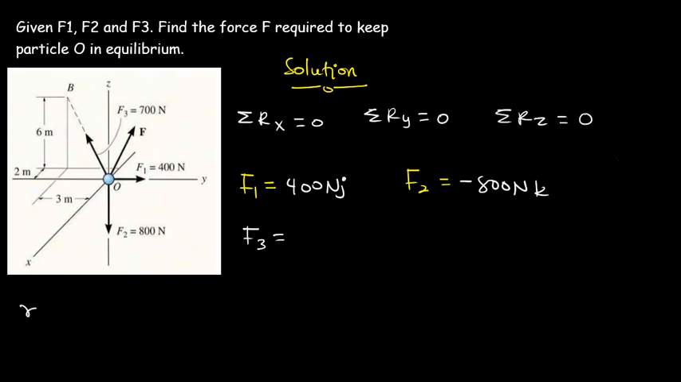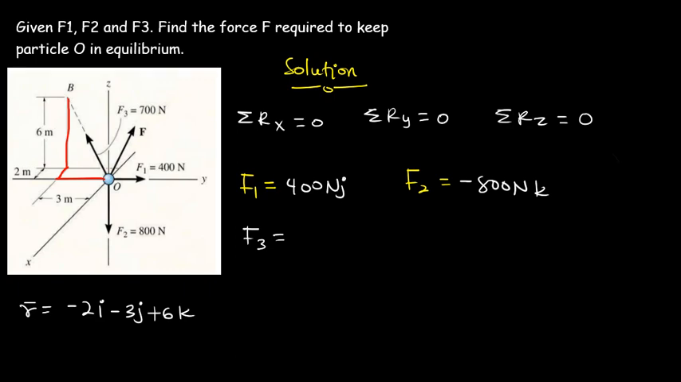To do this, first of all, you must find the position vector of this force. You're going to have minus 3 in the y-axis direction, minus 2 in the x-axis direction, and positive 6 in the z-axis direction. So at the end, you're going to have minus 2i, minus 3j, and plus 6k. That will be the position vector for the third force.